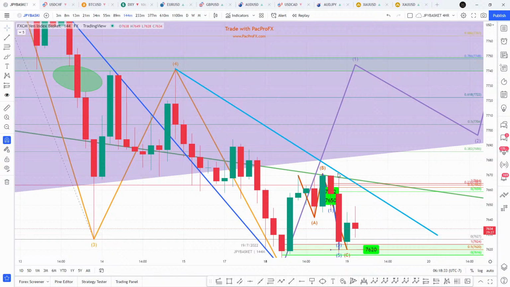So if this is not taken out, this area is not taken out yet, this is still pushing down.